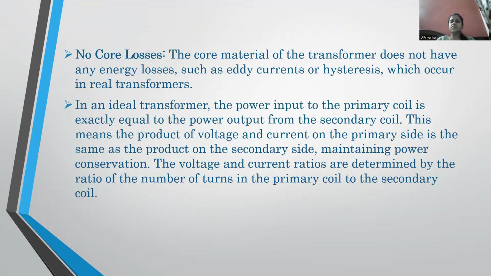The core material of the transformer doesn't produce any losses like eddy currents and hysteresis, which take place in a real transformer. Now, in an ideal transformer, the power input to the primary coil is exactly equal to the power output from the secondary coil. This means that the product of voltage and current on the primary side is the same as the product on the secondary side, maintaining power conservation. The voltage and current ratios are determined by the ratio of the number of turns in the primary to the secondary coil. So let us understand it mathematically.